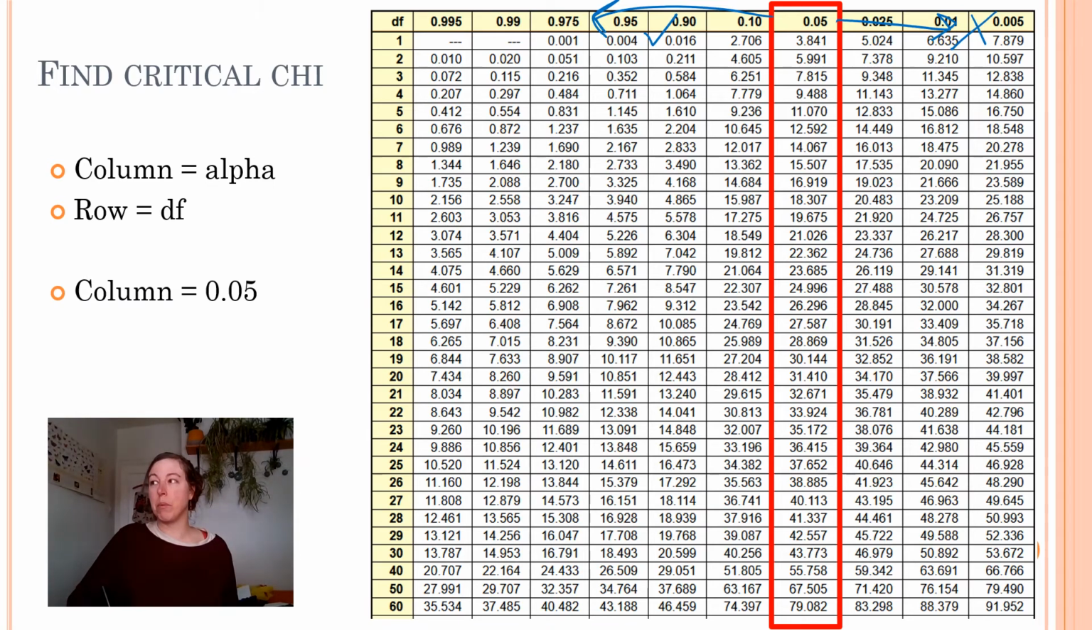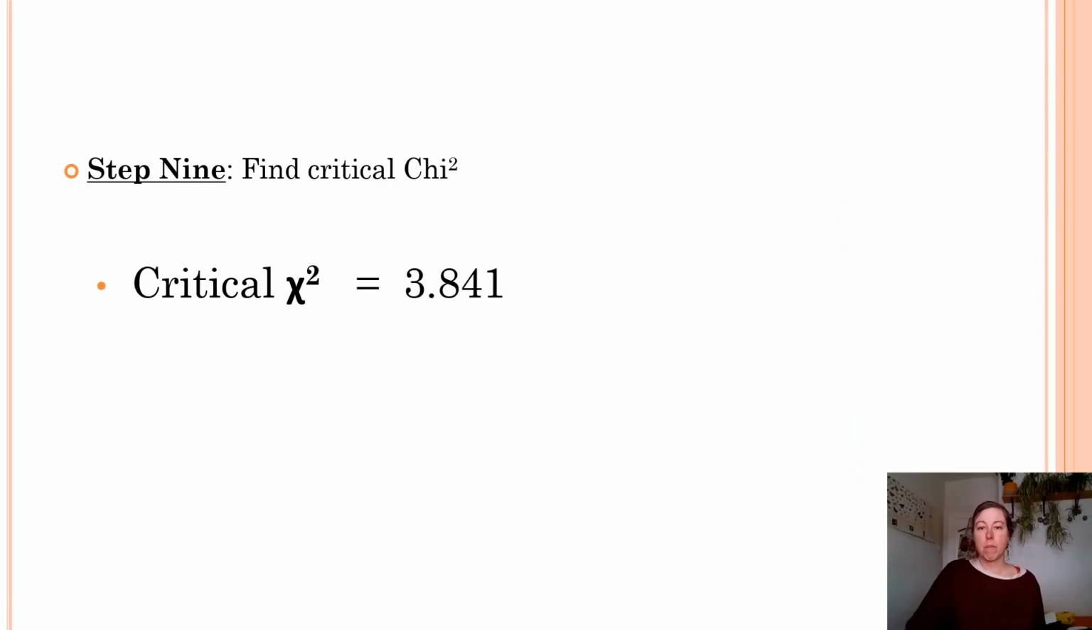But we need to know which number in this column to use. That's where our degrees of freedom comes in. So our degrees of freedom is 1. So we're going to be using 3.841. That's our critical cutoff point. If our calculated chi-squared is less than that, we're going to accept HO. If our calculated chi-squared is greater than that, we're going to reject HO.